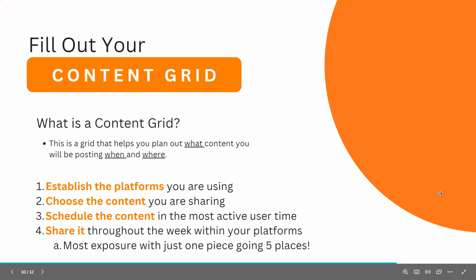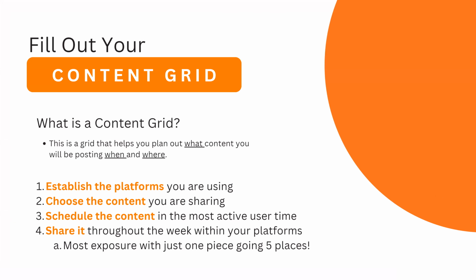So this last part I want to go through is your content grid, and this is the scheduling part of how you're going to be putting your content out there. So what is it? This basically helps you plan out what content you're posting, where and when, which is kind of how you get your content out, and also how you do any of your marketing: where am I going to be sending this letter and who's it going to be to?